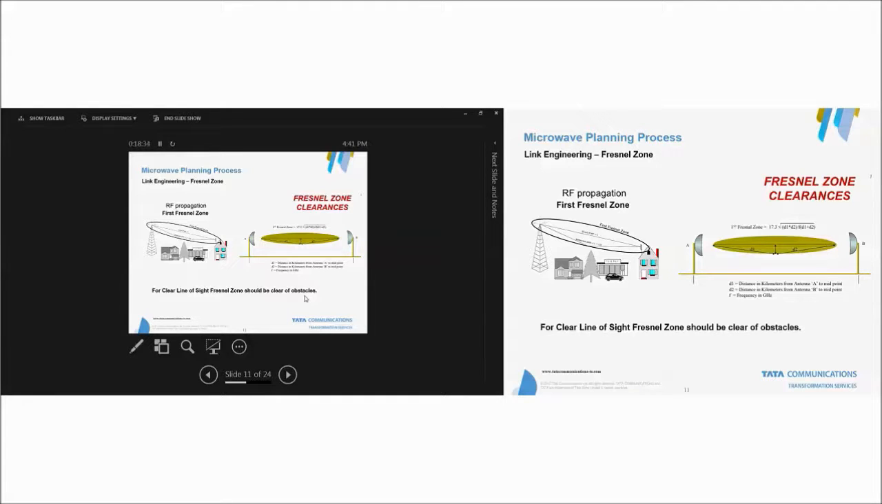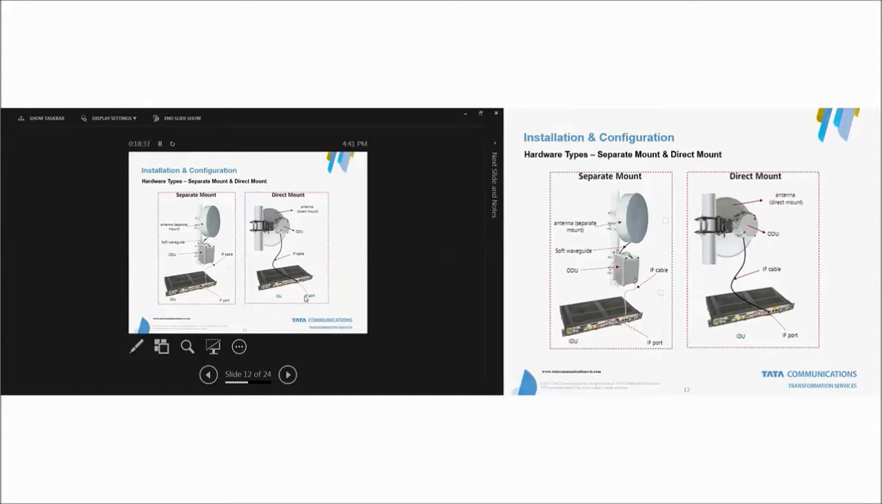Now we are done with the planning. After you have planned your frequency, tower heights, polarization and interference analysis, the next step will be installing a microwave link. For installing a microwave link in the telecom field, we will require the following equipment: an antenna, an ODU, an IF cable, an IDU, and a waveguide.